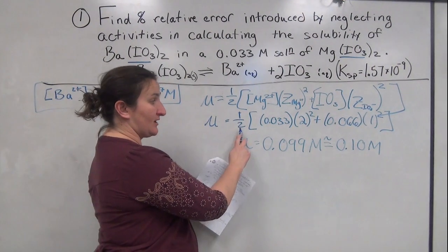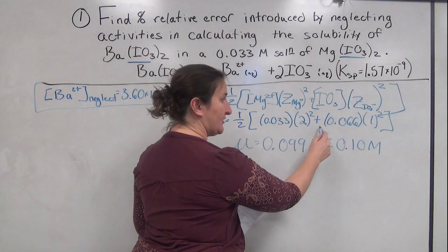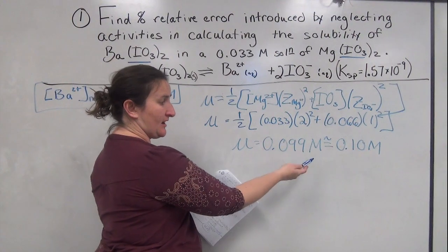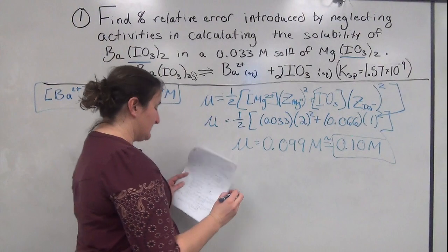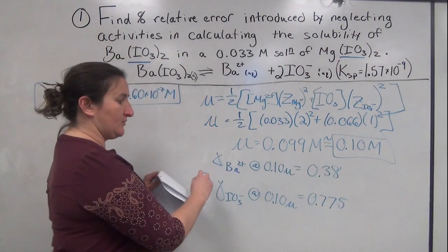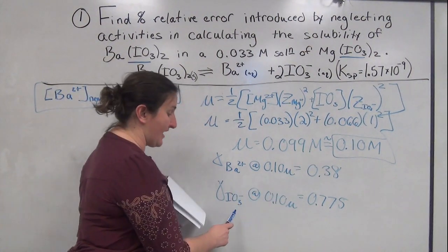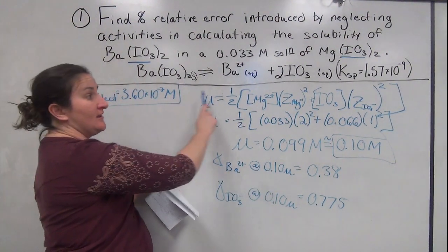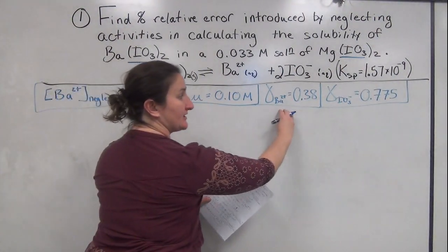So if we do the math, we're getting 1/2 times the concentration of magnesium times the charge squared, plus the concentration of iodate times its charge squared, and we're going to get 0.099, which is approximately 0.1 molar. And this we can look up in the table. So if we go to our table and look up our activity coefficients, then we get 0.38 for barium, and we get 0.775 for iodate. Now remember, you're looking these coefficients up for your analyte, not for your salt. So now we know our ionic strength and our activity coefficients.